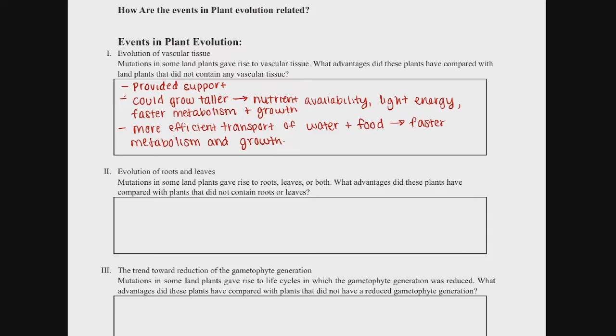Mutations in some land plants gave rise to roots, leaves, or both. What advantages did these plants have compared with plants that did not contain roots or leaves? Focusing in on roots, some of the advantages they gave were that they increased the plant's surface area (SA is just shorthand, which is ironic because that took longer for me to write) for water and nutrient absorption.